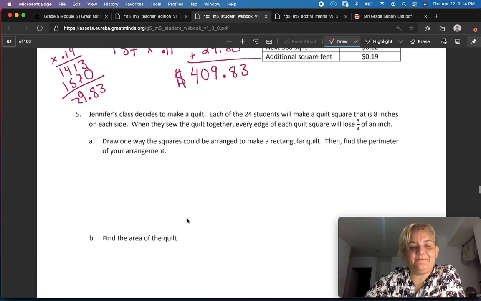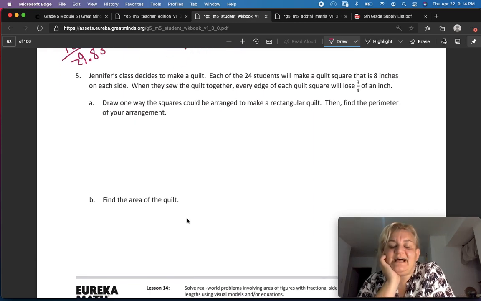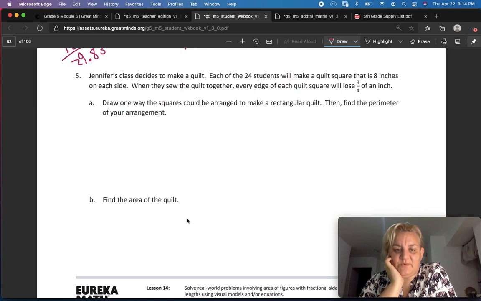Okay, number 5. Jennifer's class decides to make a quilt. Remember we were talking about quilts yesterday. Each of the 24 students will make a quilt square that is 8 inches on each side.